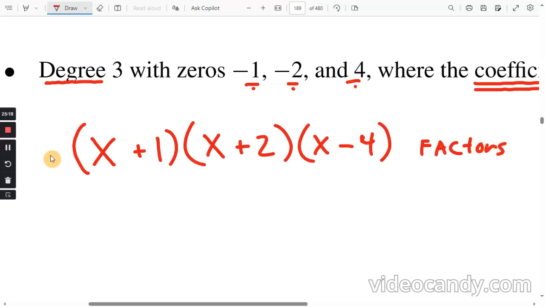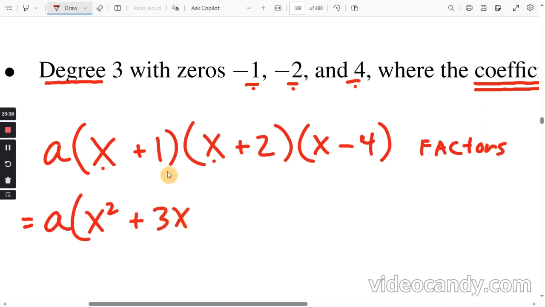All right, and we need to put the number A right here. All right, distributing. Let's see, we're going to keep the A for now. We'll use FOIL on these two. X times X is X squared. Inner is 1X, outer is 2X, that's 3X. And last is 1 times 2. And that's times X minus 4.